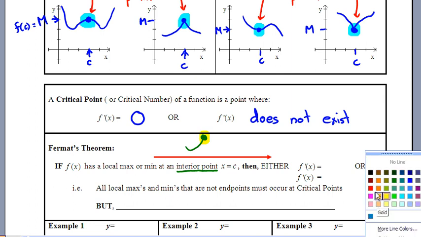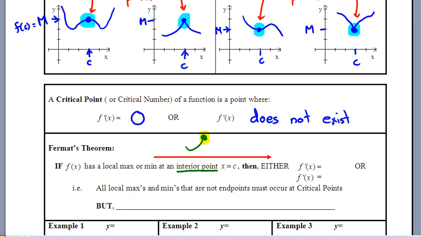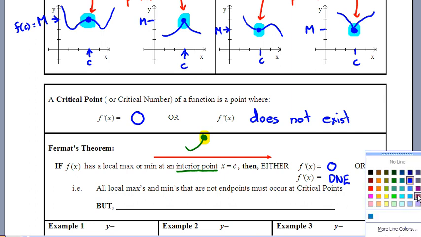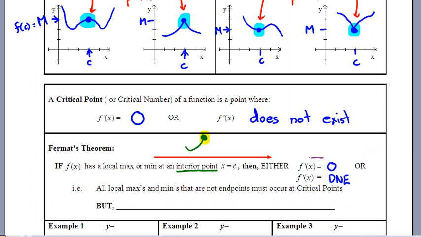Then you're going to find that it's definitely going to happen at some sort of critical point. Either the derivative at that place is going to be 0, or it's going to not exist. It's going to have to be one of those two things. So in other words, it's going to be a critical point.